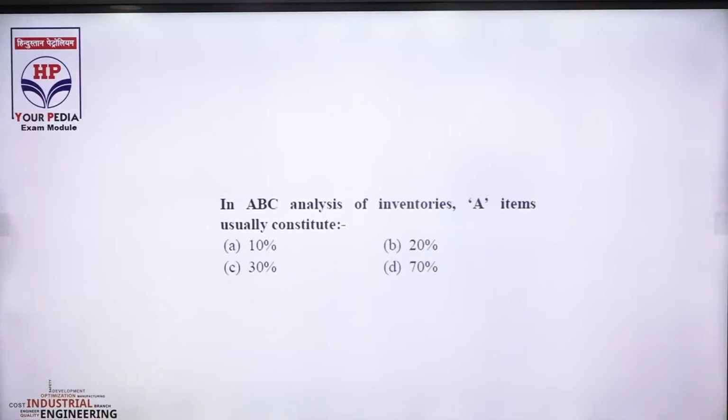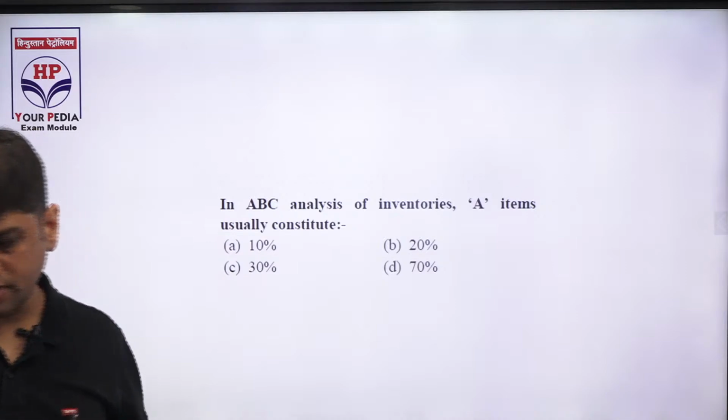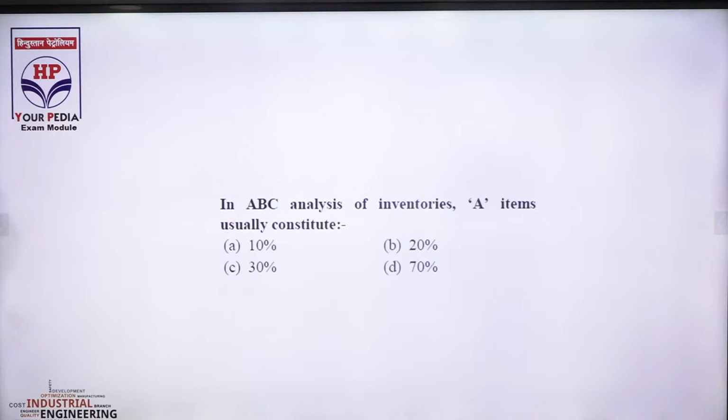In ABC analysis of inventories, A items usually constitute what percentage? So what percentage is in ABC analysis? A items constitute what percentage? Okay, go for the guess. 10%, 20%, 30%, 70%. Okay, 70%.